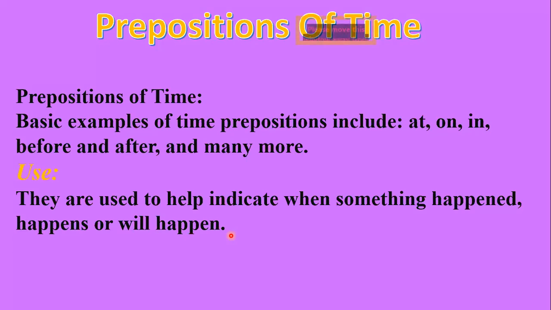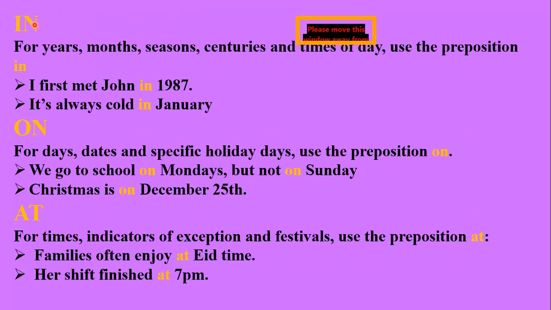So they're actually telling you the time of when something happened. Okay, let's see. In is used for years, months, seasons, centuries, and times of day. Use the preposition in. So basically, for telling the year, the month, the season, centuries, or times of the day, we use the preposition in. For example, I first met John in 1987.